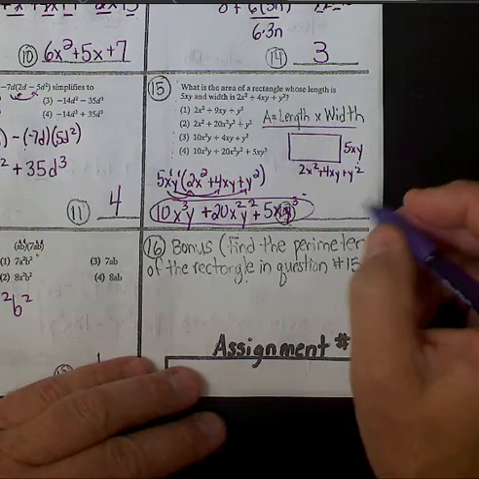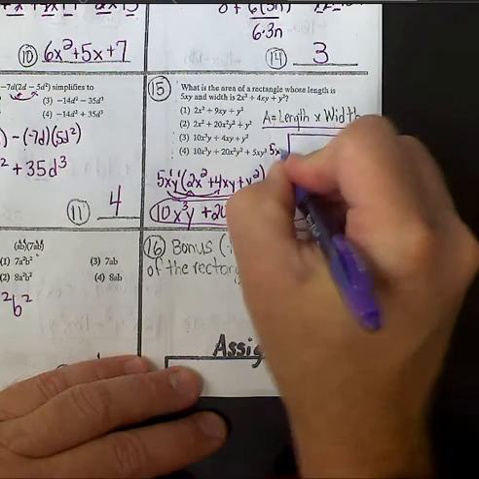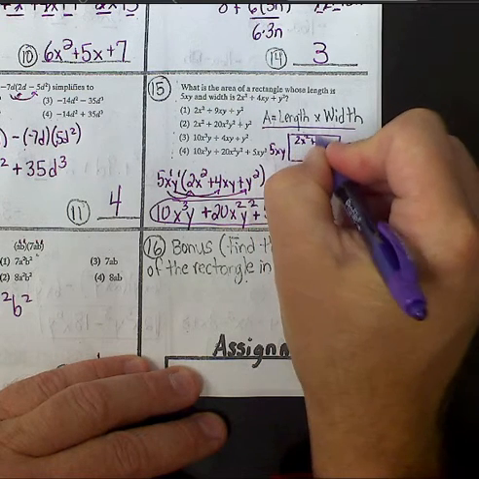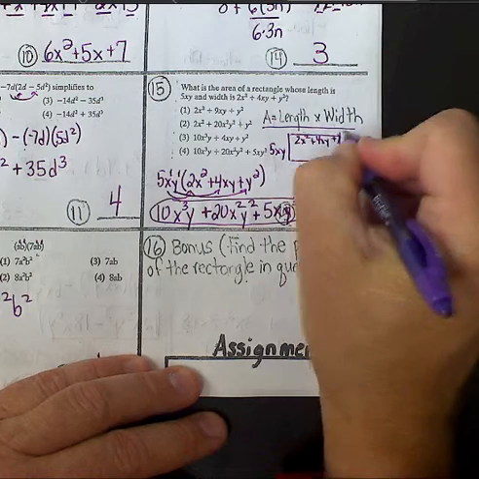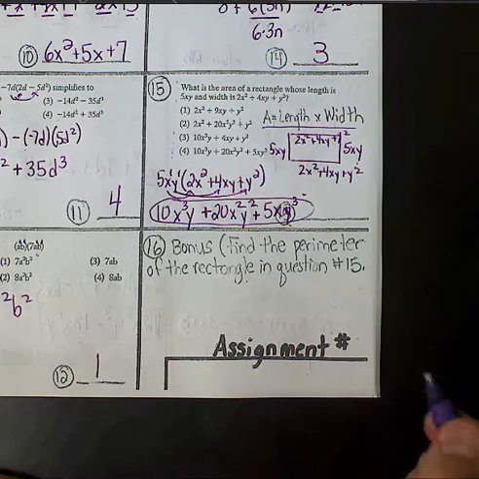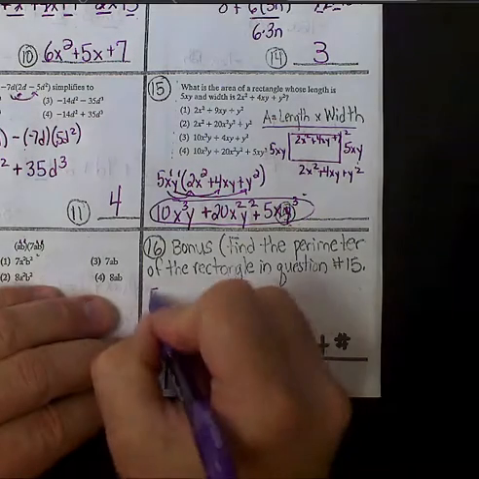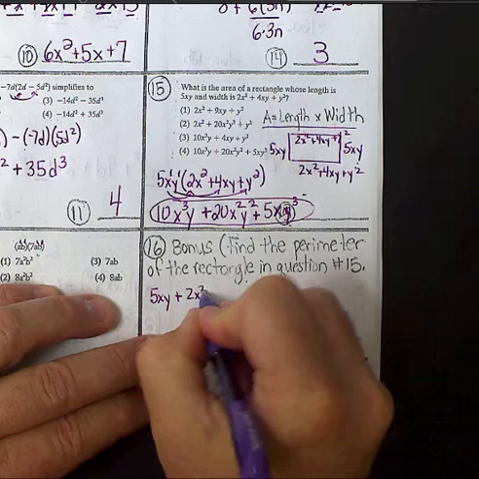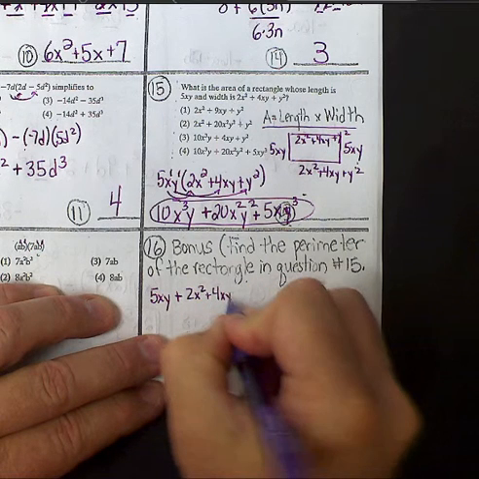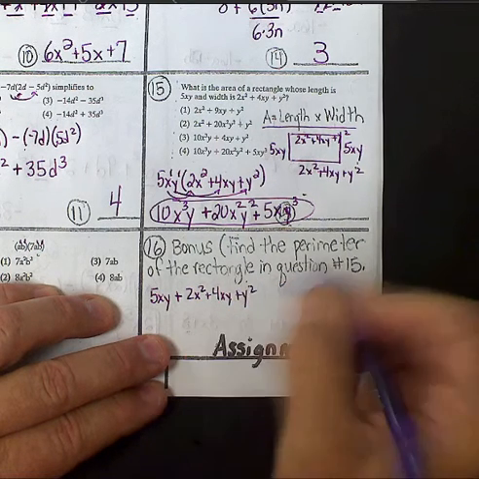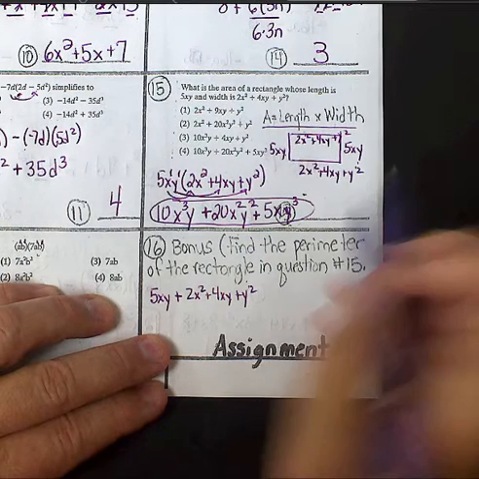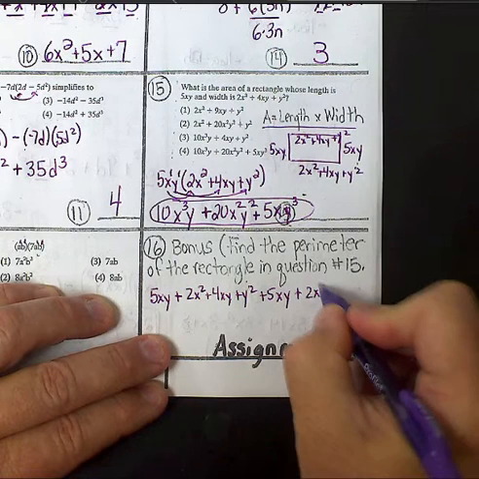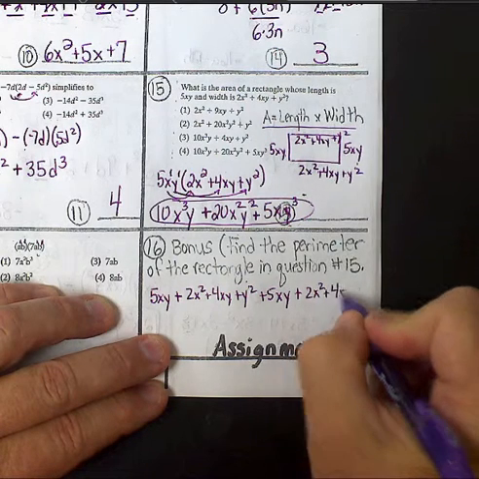Well, perimeter is, if I go back up to this one, that means that this side is a 5xy, and this length is 2x squared plus 4xy plus y squared. So the definition of perimeter is to add up all the sides. So I have a 5xy. I'm going to add that to 2x squared plus 4xy plus y squared. So that's this side and this side. Now I'm going to add to that the other side, 5xy, plus the last side, 2x squared plus 4xy plus y squared.